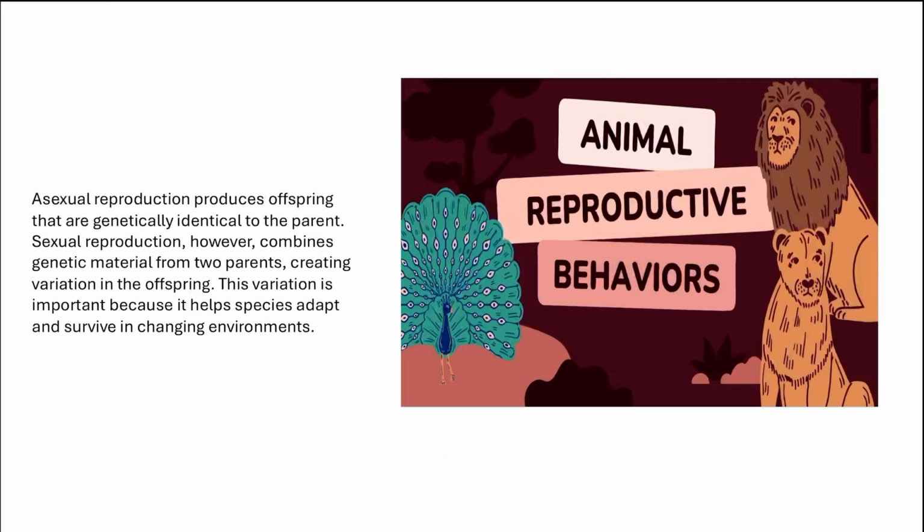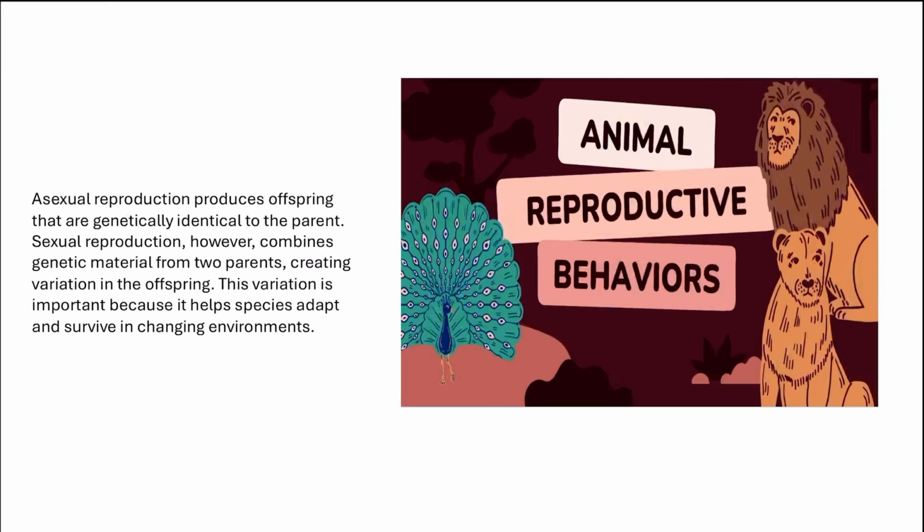Then we have sexual reproduction, where unlike asexual reproduction, you do need a mate in order to produce offspring. Also, with sexual reproduction, instead of using one parent's DNA, you're using both parents' DNA, meaning that the genetic material from both parents creates variation in the offspring. And therefore, they're not going to look identical like in asexual reproduction.